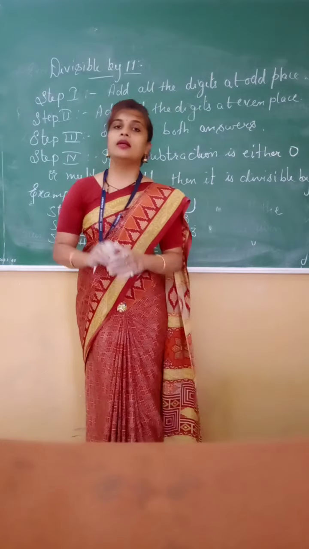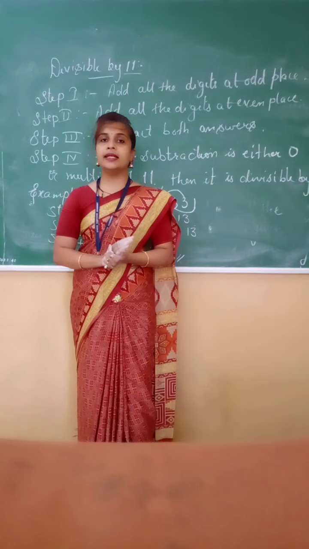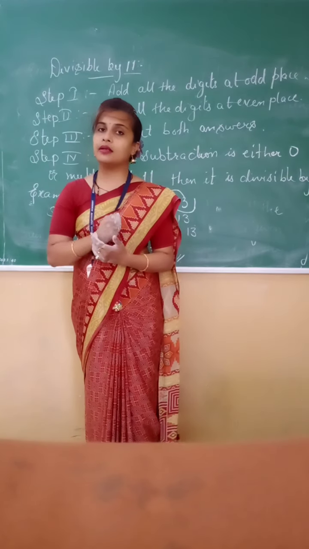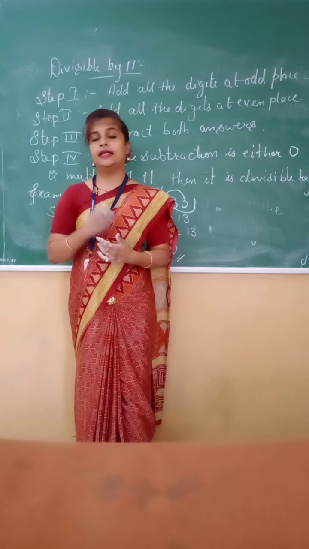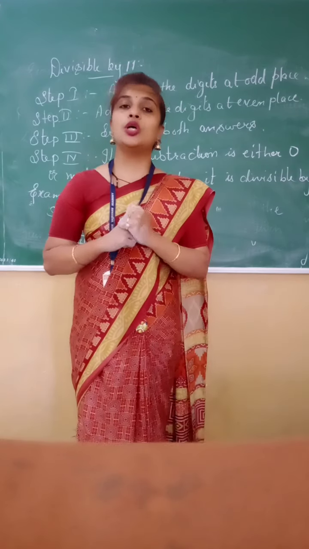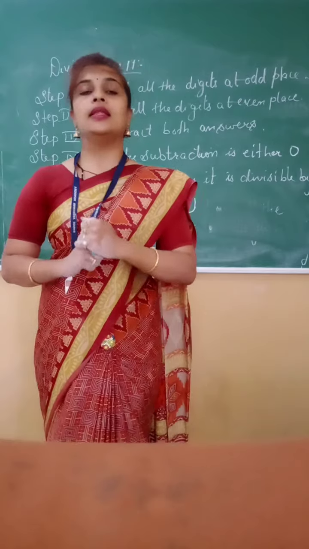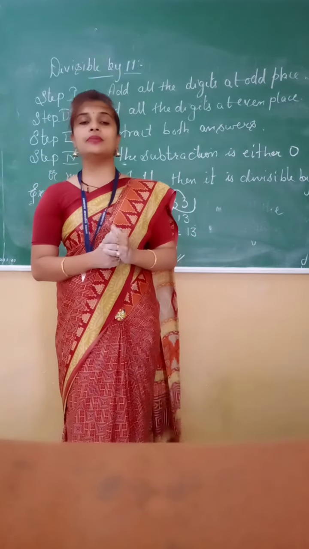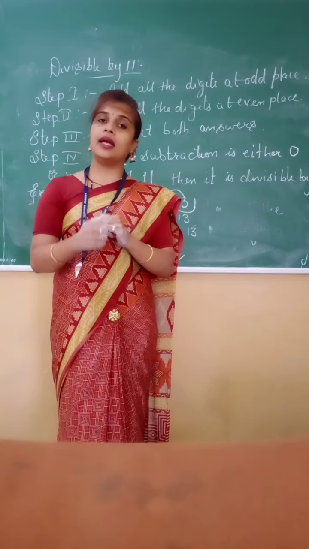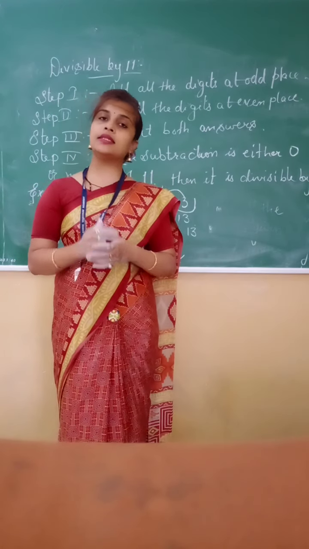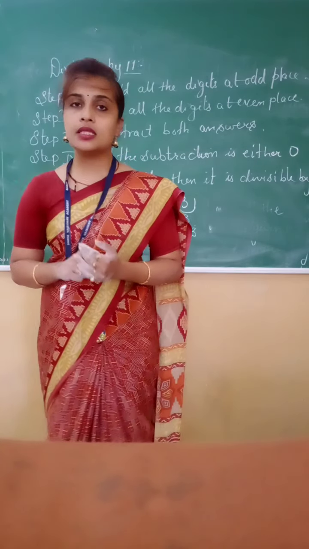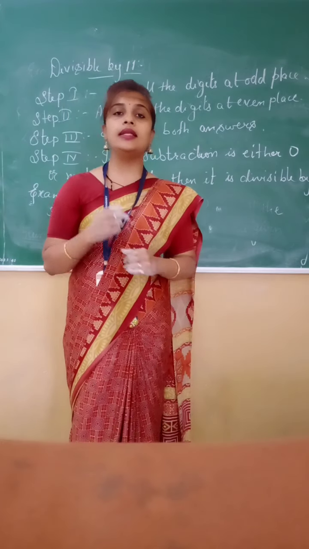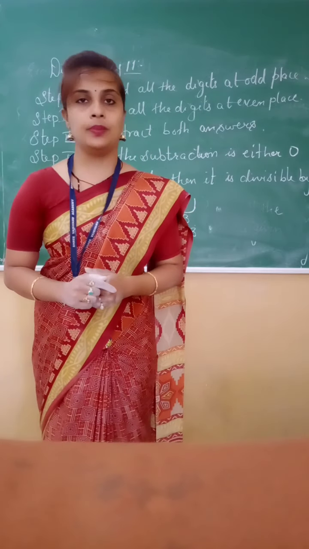Rule of 10, if the unit place contains 0, then the number is divisible by 10. And last one, the rule for 11, that is sum the odd place digit, then again sum the even place digit, then subtract both the answers. If the answer is either 0 or 11, then it is divided by 11.